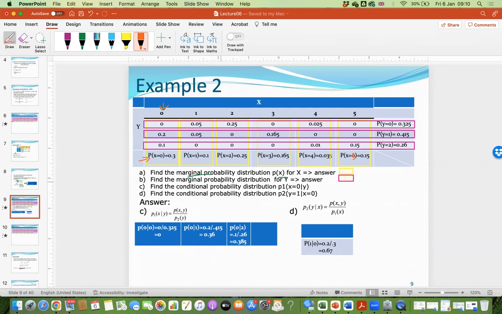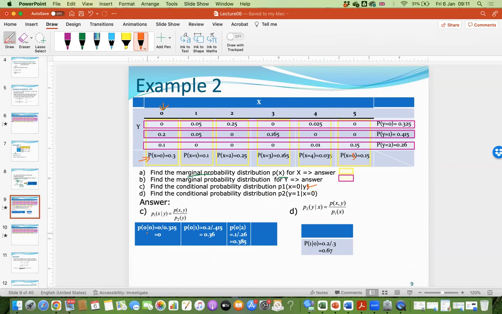Next, find the marginal probability distribution of y. Same thing, remember, we are fixing the y in this condition. So on the horizontal part, the x changing, but the y is always fixed. So you just show it here. C, find the conditional probability distribution x equals to 0 given y. It seems like y is not having any value yet, and therefore we need to find y at different values.